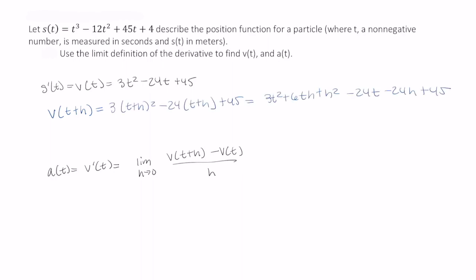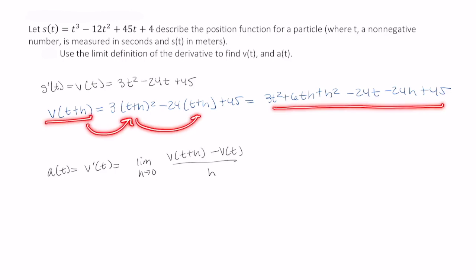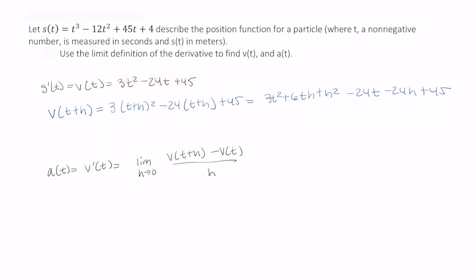Okay, now that you've paused your video, you should have this entire expression for v of t plus h just from plugging in t plus h into every spot where you see a t. Next, we also have a negative v of t, so take a moment and work out negative v of t. Okay, for negative v of t, we just made all of these negatives, so this positive became a negative, this one became positive, and so on.